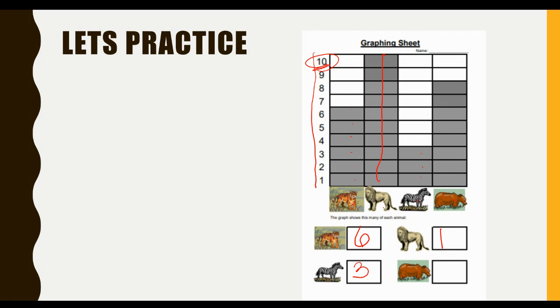And last is bears. I'm going to do the same thing again. I want you to look at the bar graph. I want you to see how many bears there are. I'm going to wait. So let's count them. 1, 2, 3, 4, 5, 6, 7, 8. There were 8 bears at the zoo.